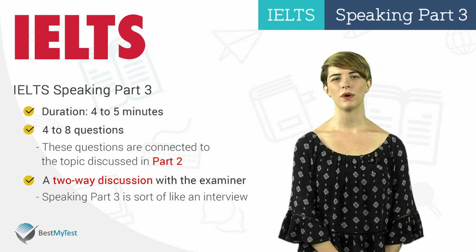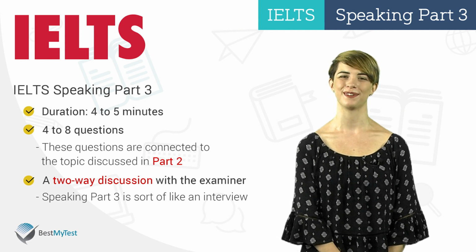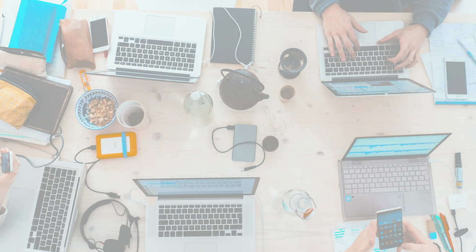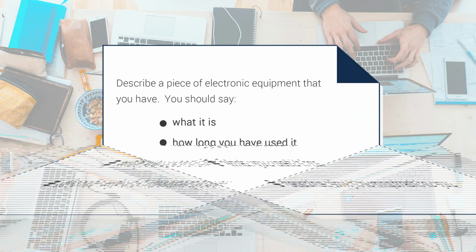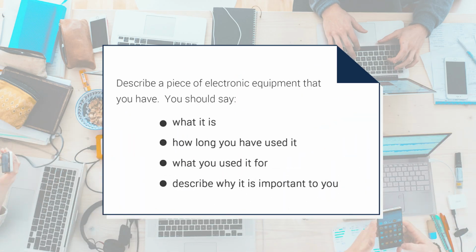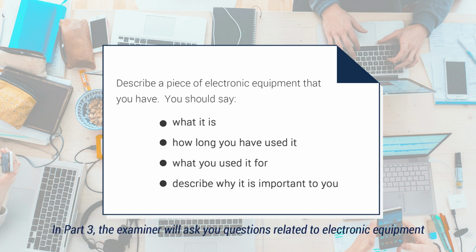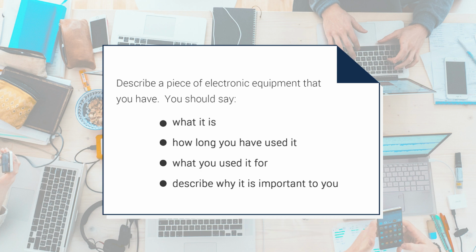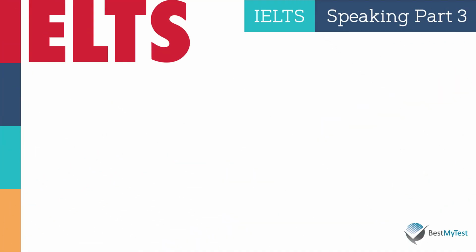Let's take a look at what a question in part 3 might look like. Okay. Let's say the question you got in part 2 is like this. Since it is about electronic equipment, in part 3, the examiner will ask you questions related to electronic equipment. Here is a list of questions the examiner might ask you.